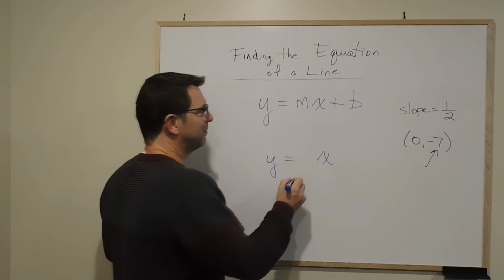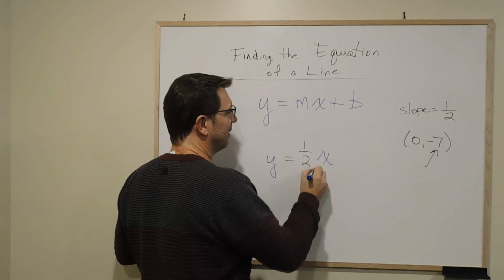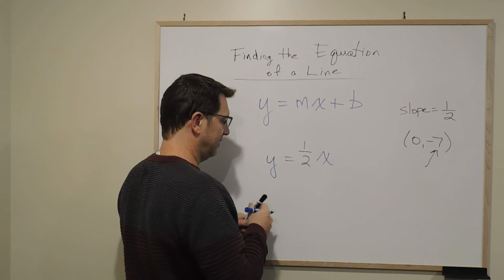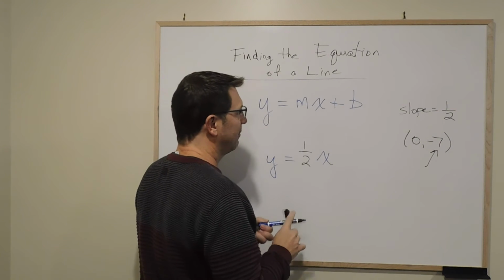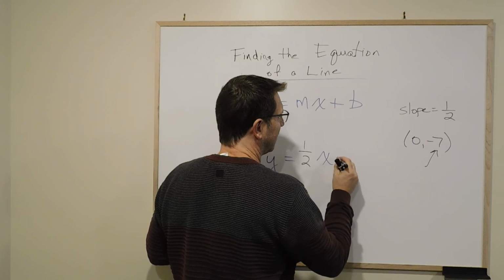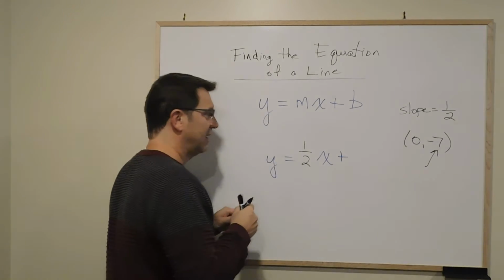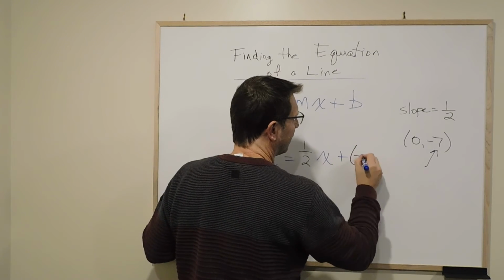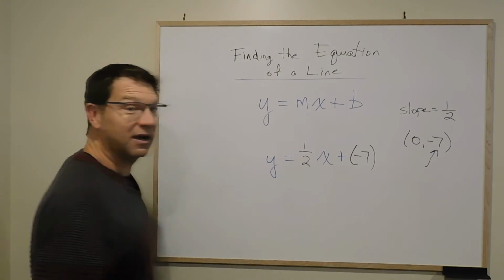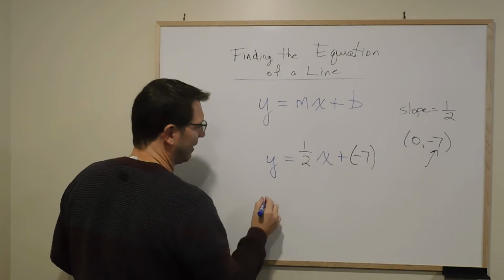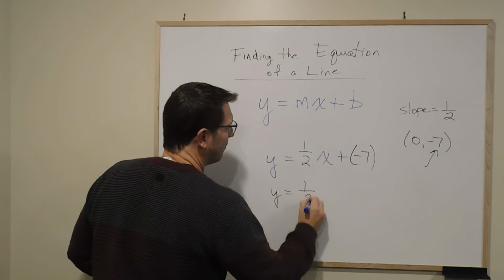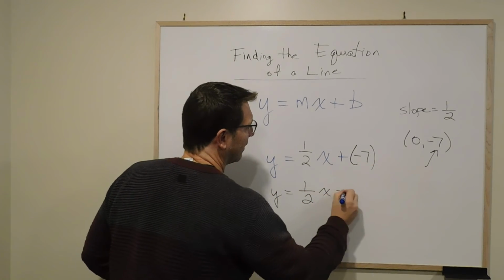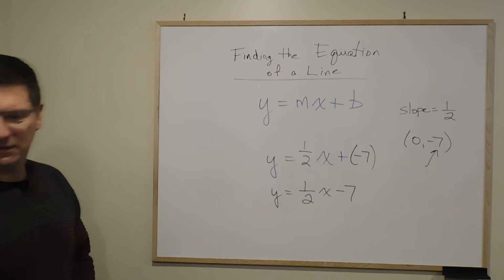So all I have to do is put in 1/2 here. Now, you have to be a little bit careful, because this formula has a plus sign. And you say, all right, well then I just have to put in -7 for b, and I'm done. Well, you clean up the sign a little bit here: y equals 1/2 x plus -7, and then you're done.